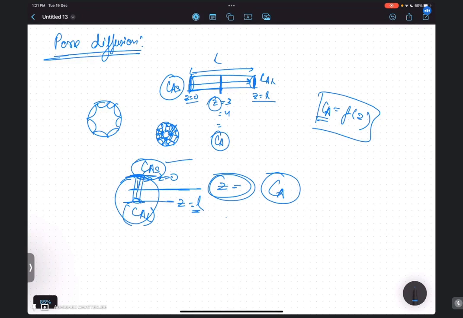But at some random distance Z from the catalyst surface, what is the concentration of A that is present? If you can find out this concentration of A, you can find out the rate of the reaction, that is R is equal to K into Ca. Clear? This is the basic idea behind pore diffusion. Now we will just have to derive this.